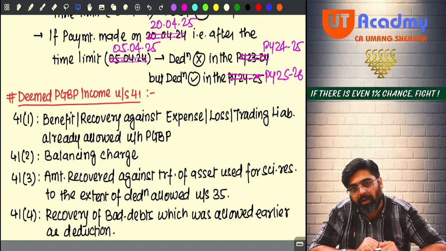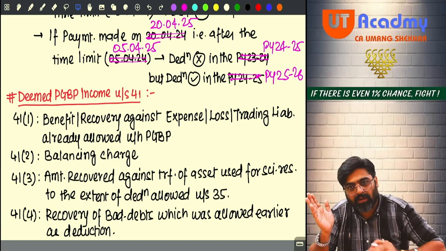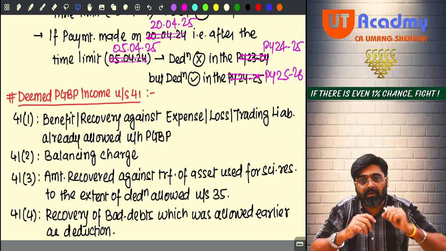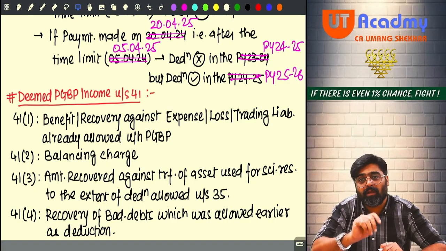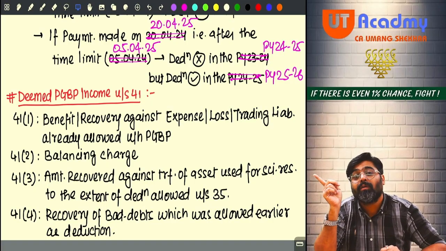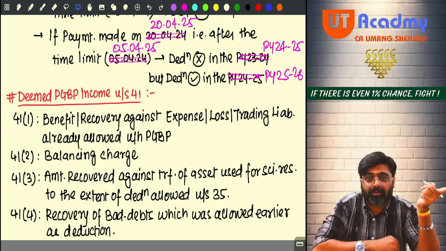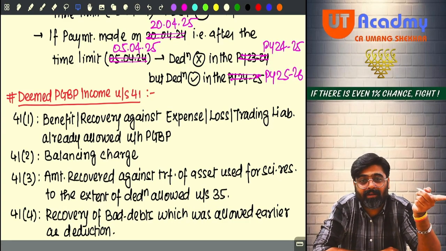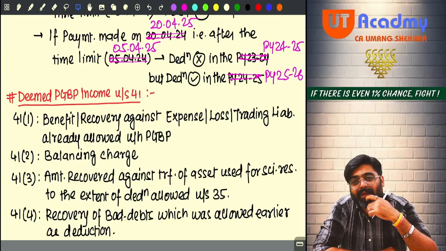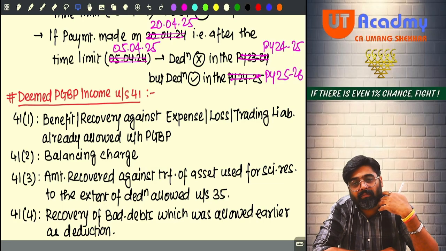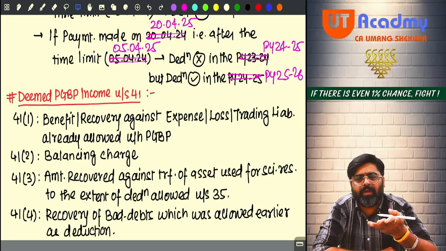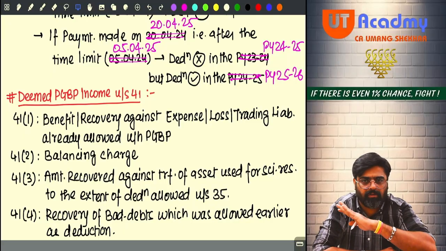So how much loss actually happened to you now? 5 lakh was allowed, against that 1 lakh recovered. How much loss? 4 only. But how much did you claim? 5. So 1 lakh you are supposed to show as deemed PGBP right now. Getting my point, everyone? I can make n number of examples. One more example I'll give so that this concept is frozen now.